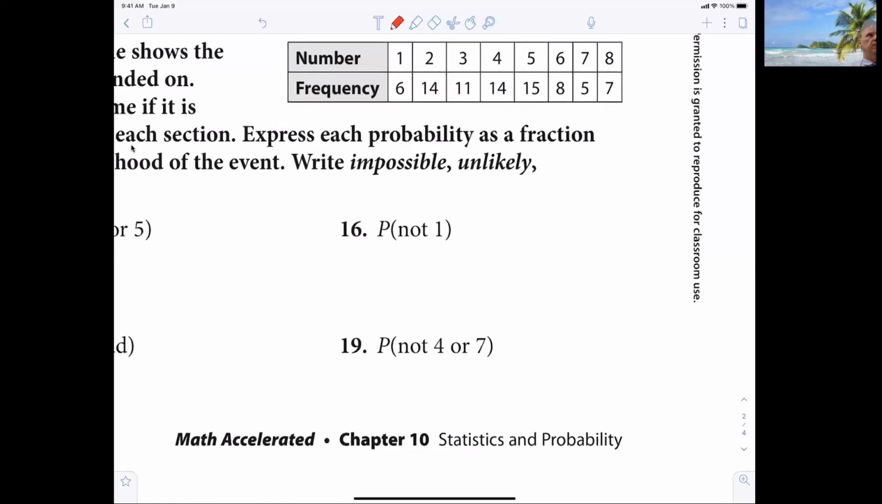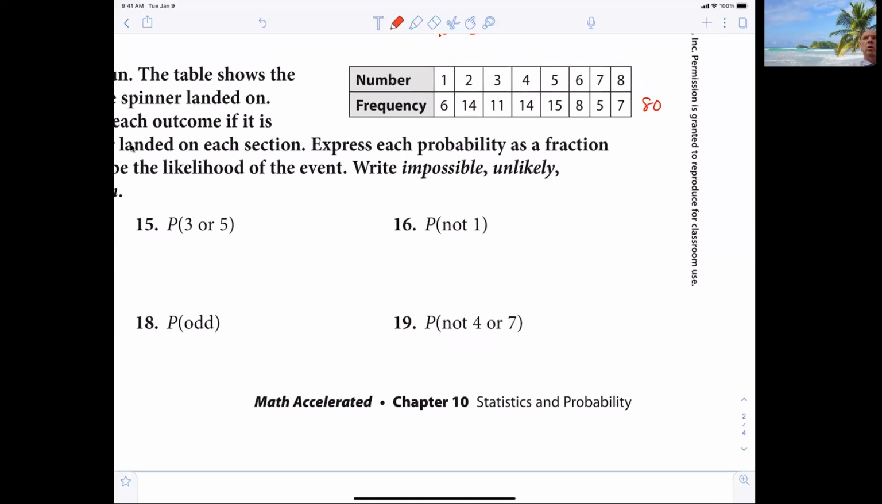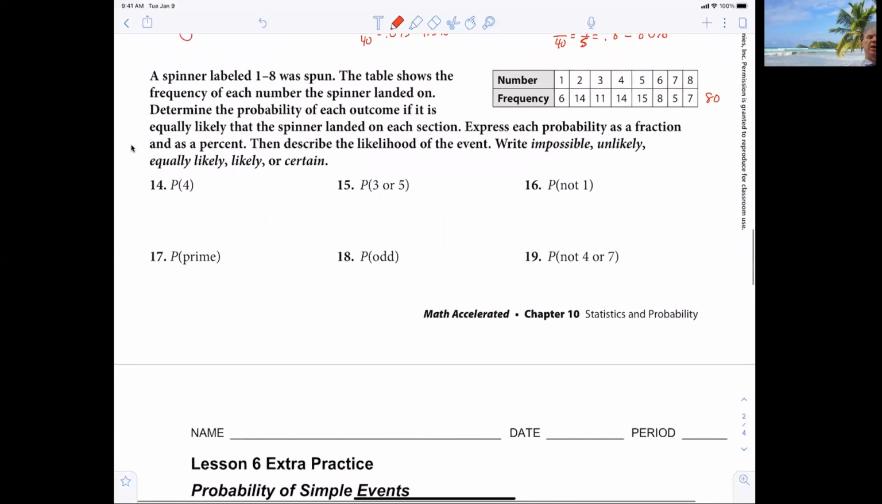I know you're talking. 80. Is that correct? Wow, KK. Okay, so 80. Good. So there are 80 total. So now your job is to tell me what's the probability of getting a 4, KK?